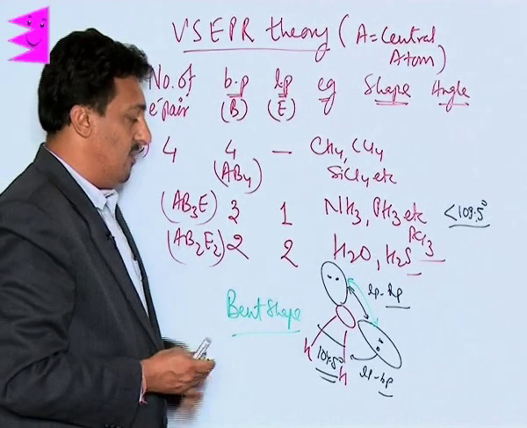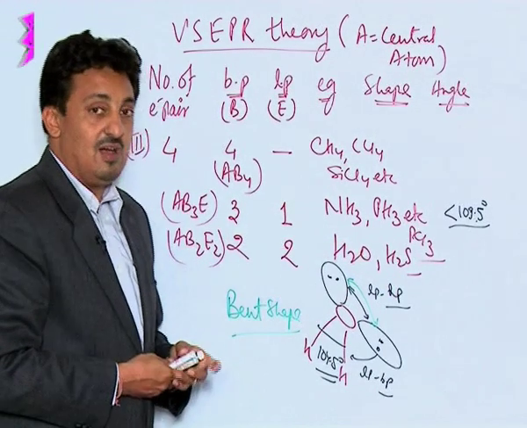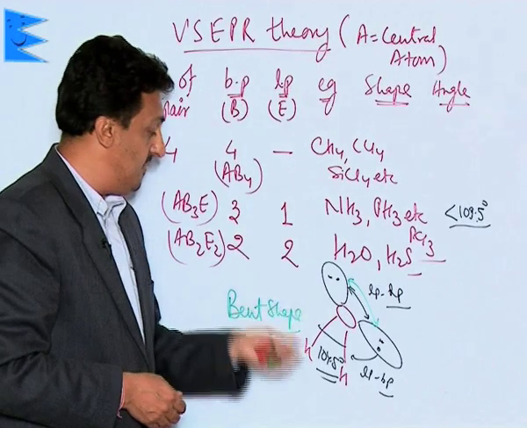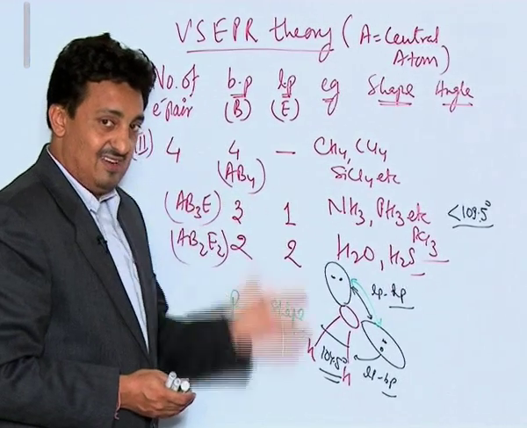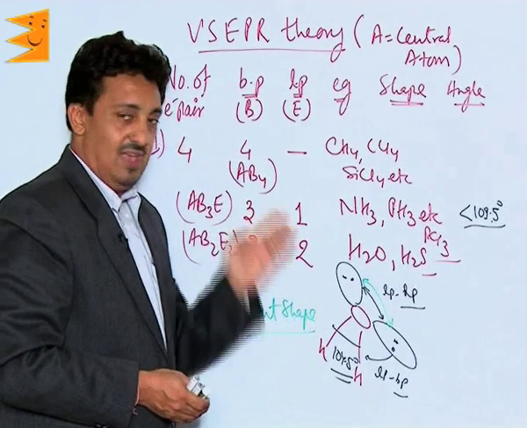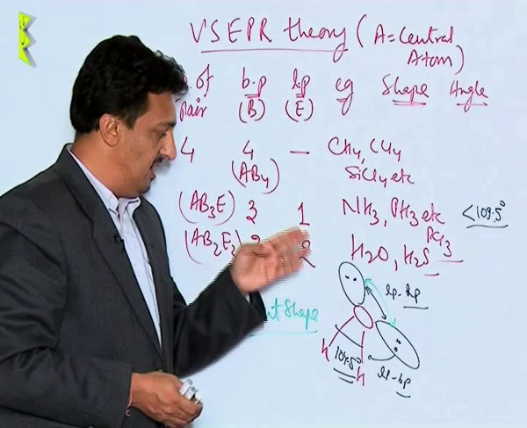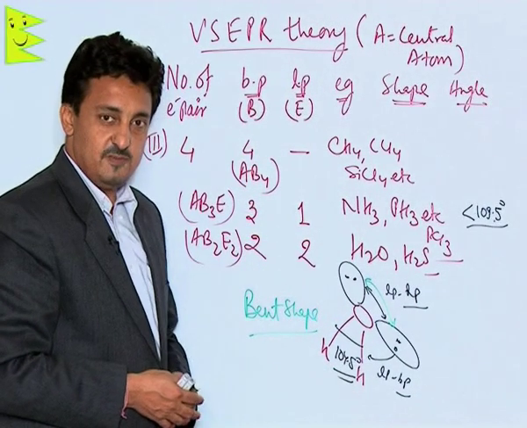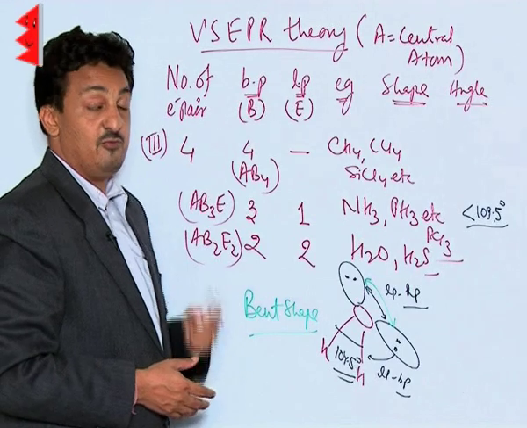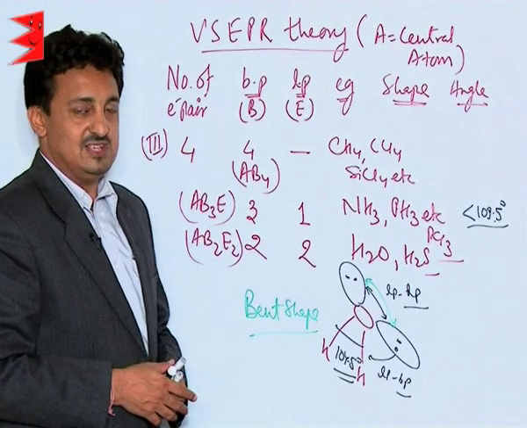And that is why water and H2S are called isostructural species. They both have bent shape. So geometry is tetrahedral, shape is bent, angle less than 109.5. In water it is 104.5. So these are the cases when we have 4 electron pairs with the central atom.